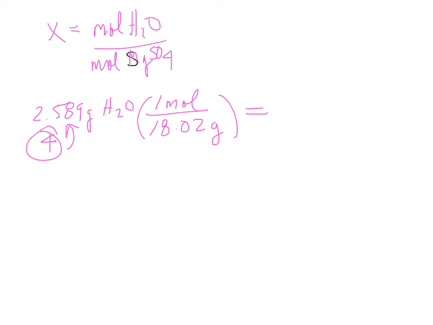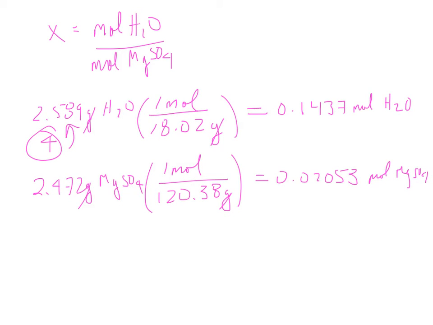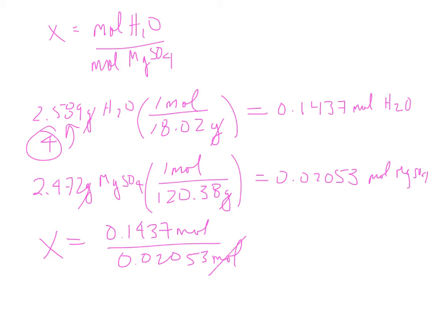4 significant figures in our measurement, so we're doing a multiplication or division step, so we're going to keep 4 significant figures here. So we have calculated that we have lost, in this case, 0.1437 moles of water. I'm going to do the same thing for magnesium sulfate, but not lead you through it. And you should feel free to check my significant figures there. X, therefore, is equal to 0.1437 moles over 0.02053 moles. Notice that our units for moles cancel, giving us a dimensionless number, or a number with no unit.